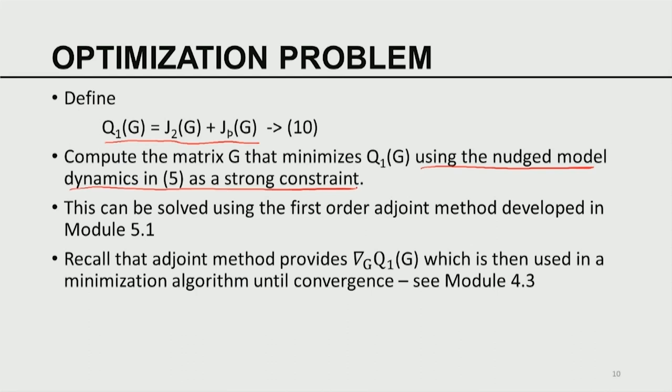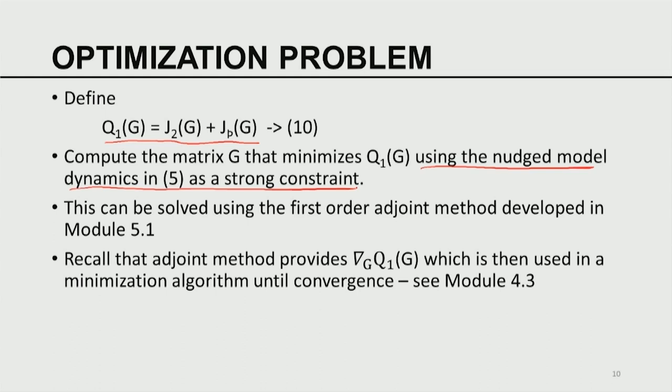Please understand that the nudged dynamics is the one that is ultimately going to be used in the forecast. So I cannot decide G or minimize this independently. I have to find an optimal G within the context of the dynamic model. Therefore, it is formulated as a strong constraint problem. Okay, so we have now essentially formulated the problem.